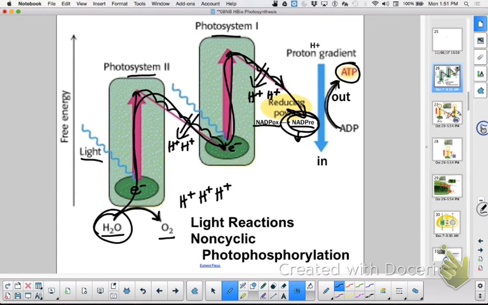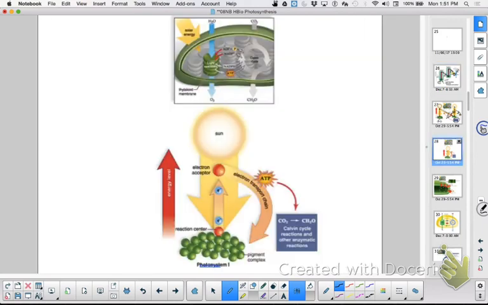Now the electron flow in the light reaction for cyclic, and that one I didn't show you last time. Cyclic looks like this. The electrons don't ever leave. They just get excited, and you make some ATP. They get excited, and you make some ATP. There's no reduced NADP formed, and it's not as efficient.